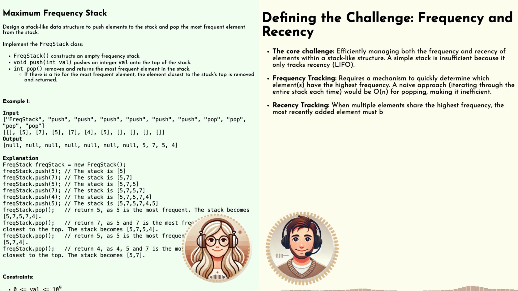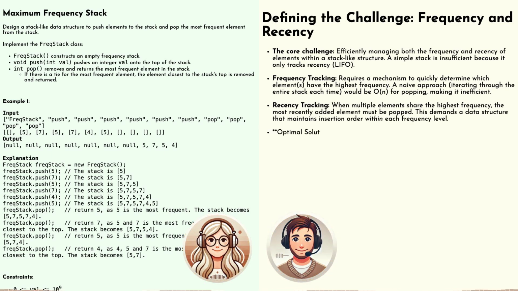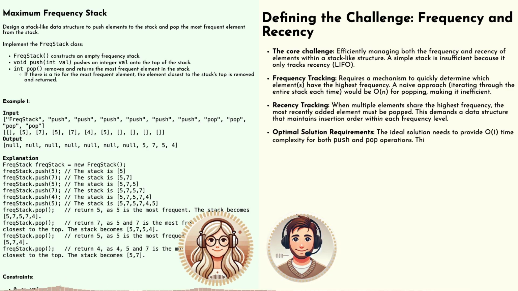Okay, so let's say we have a stack and we push the numbers 5, 7, 5, 7, 4, and then 5 again. What happens when we pop? The first pop would return 5, right? It's appeared 3 times, making it the most frequent element so far. Makes sense. But what about the next pop? There's a 5 and a 7 that both appear twice.